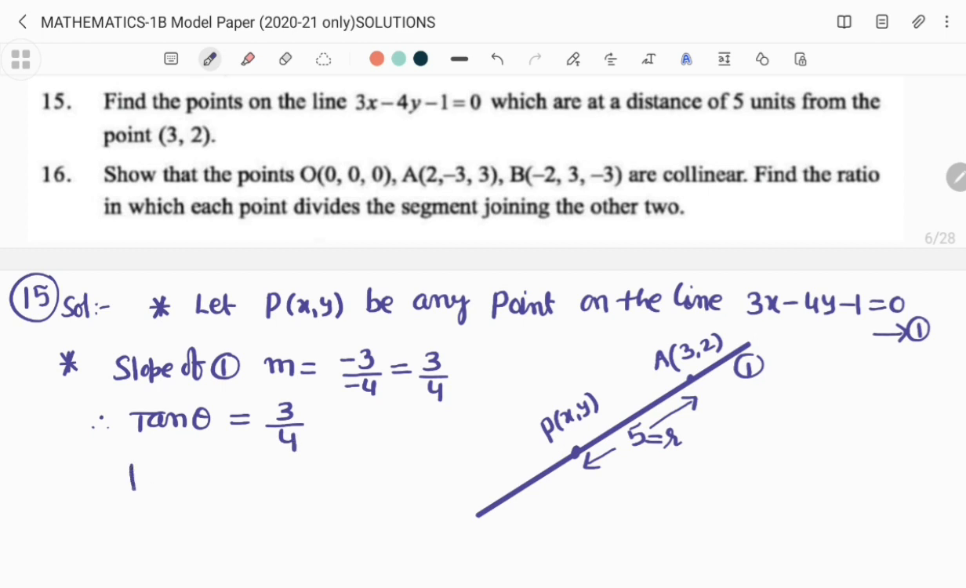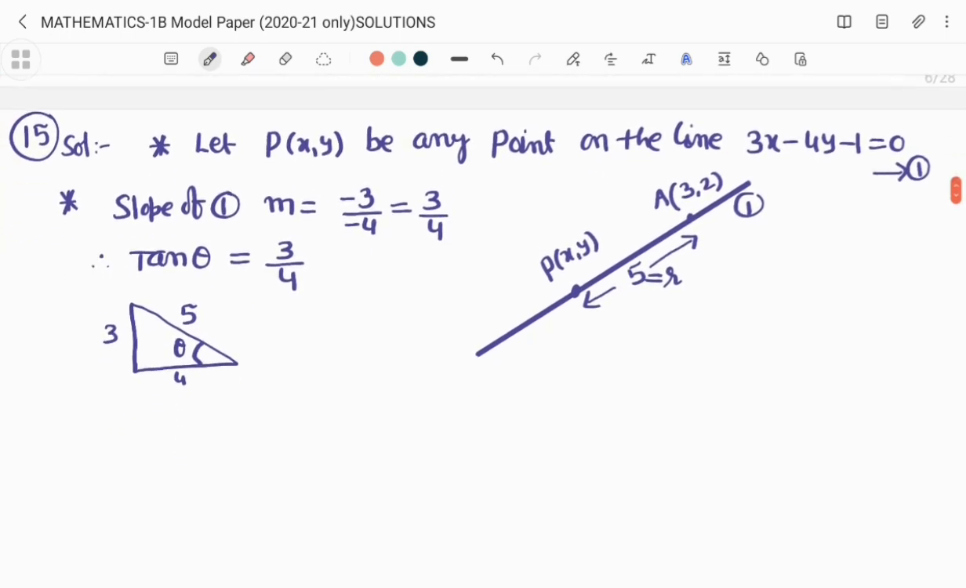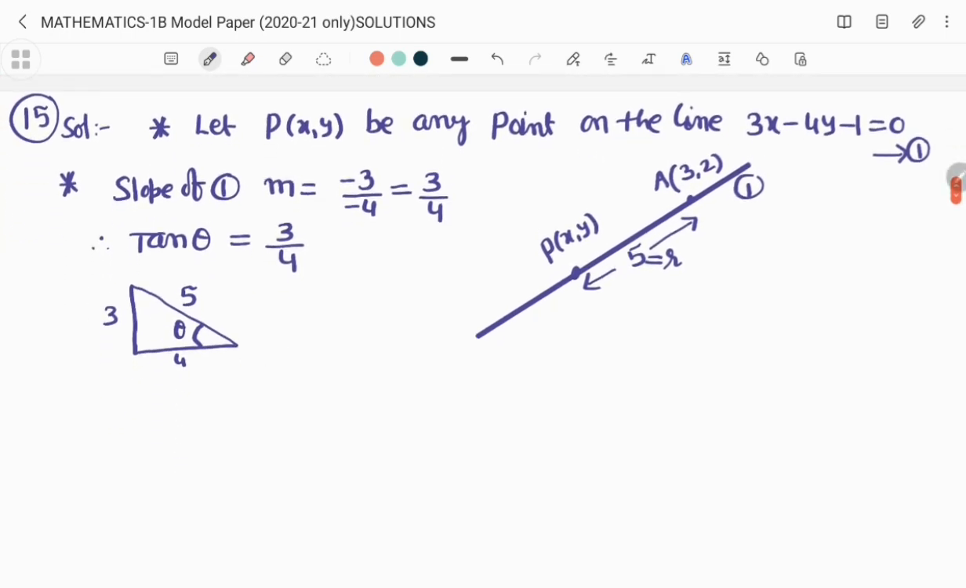So draw the rough figure of a triangle. Why? Because 3, 4, 5 is a right triangle with angle theta. Tan theta means opposite by adjacent side. So obviously, 3, 4 means 5, a Pythagorean triple. From this, calculate the values of sin theta and cos theta. From this triangle, sin theta is equal to 3 by 5 and cos theta equal to 4 by 5.